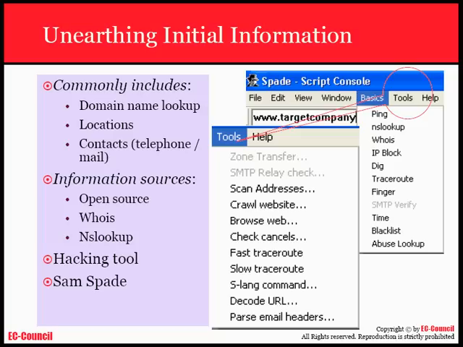What's their mailing address? Some of the different sources we can go for: we can go for open source information. We can do a basic whois, or even an NS lookup on the company itself. And then we're going to take a look at some different hacking tools that will do this for us. For instance, Sam Spade is a great tool to use to get information.